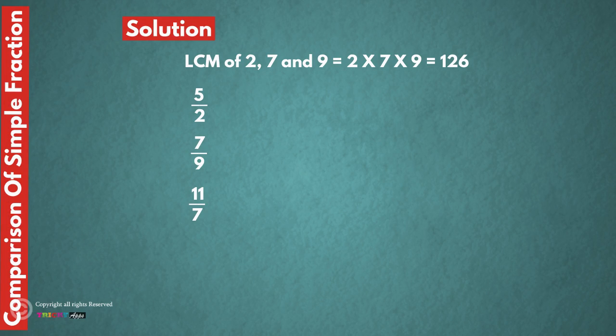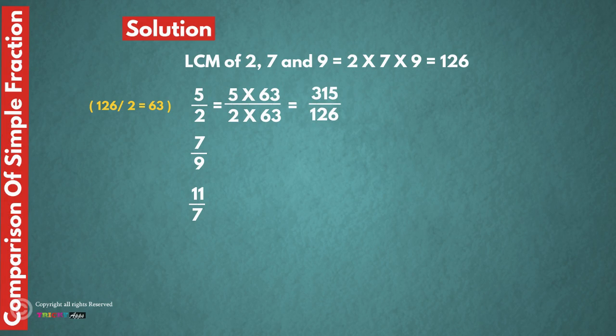To make the denominator 2 as 126, we need to multiply it with 63. To nullify the effect of multiplication in the denominator, we need to multiply it in the numerator as well. So, 5 into 63 by 2 into 63. That will be 315 by 126.